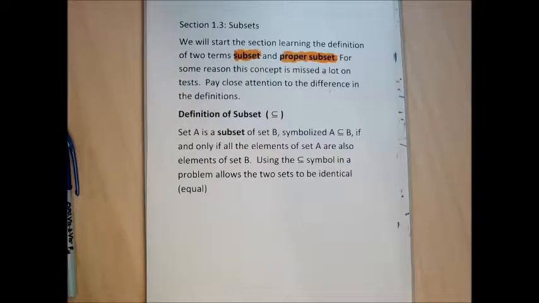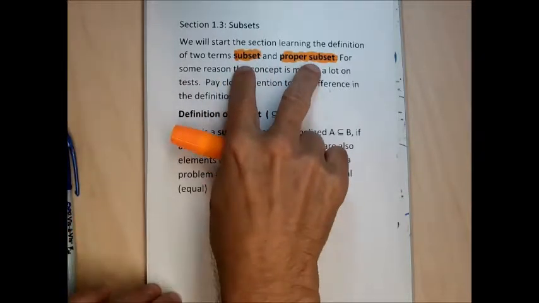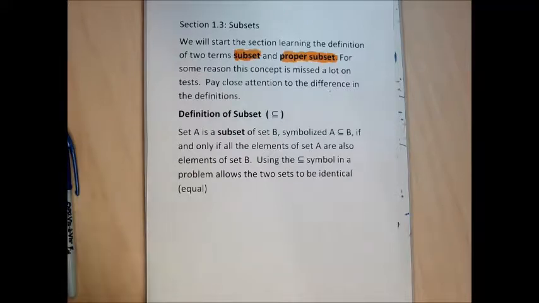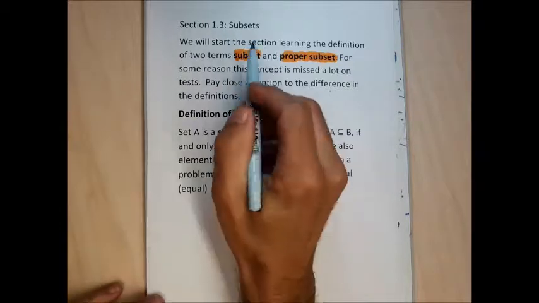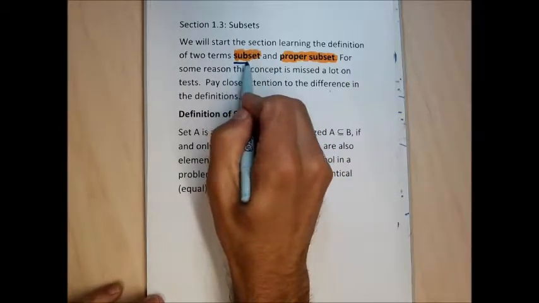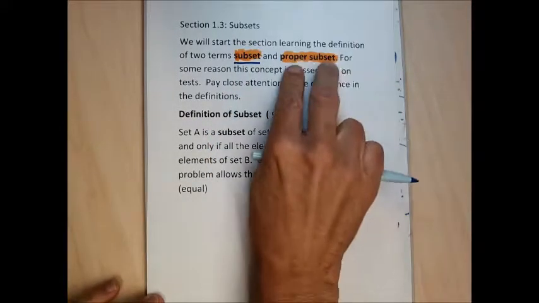Anyways, each one of these words is going to relate to a symbol. Each symbol will have a definition, and we'll do problems just to help us understand the definition and what the term is. So the first of the two terms that we'll talk about is subset, as opposed to proper subset.